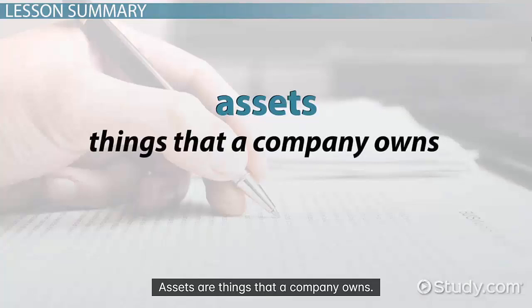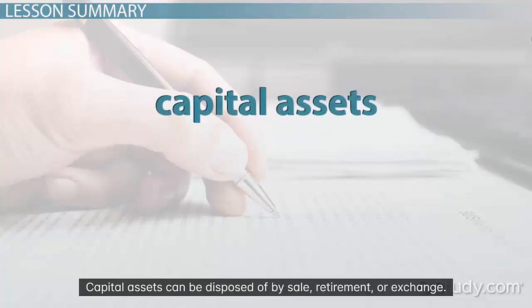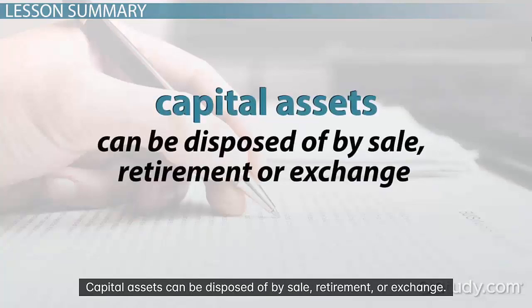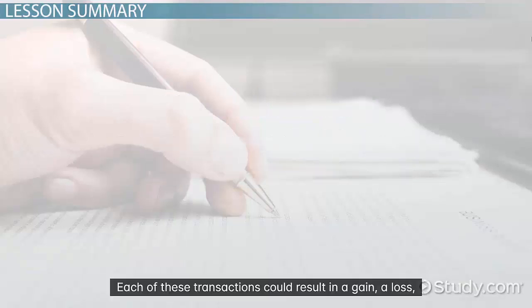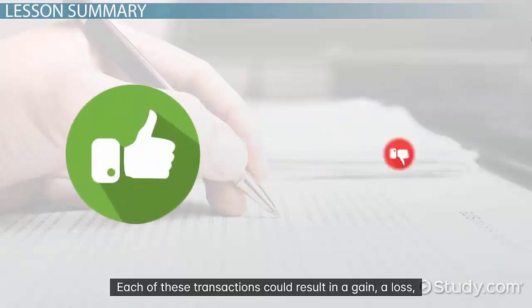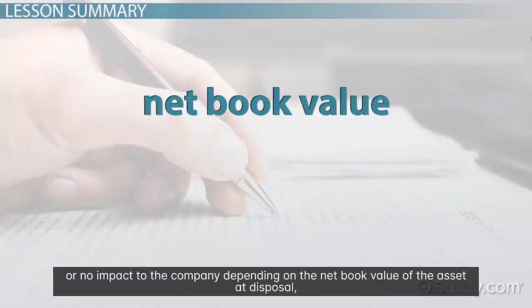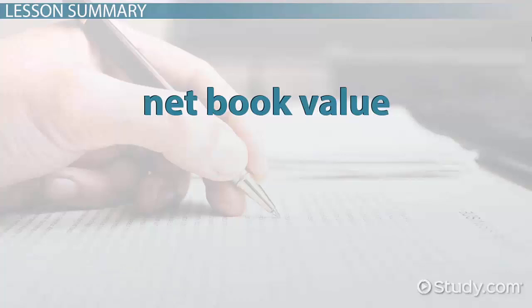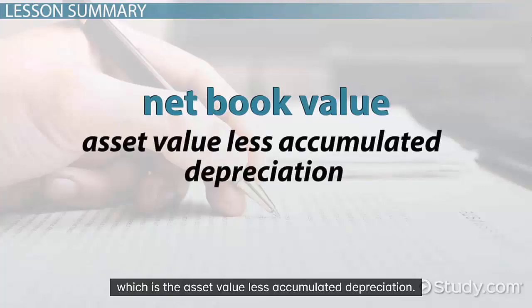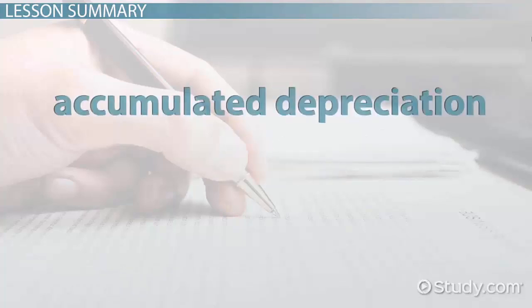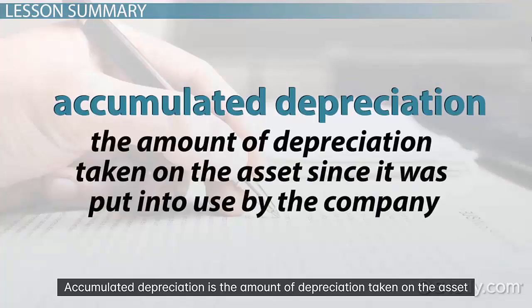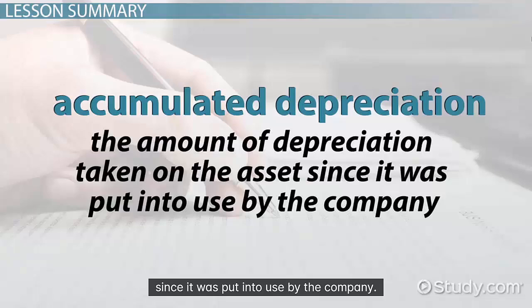Assets are things that a company owns. Capital assets can be disposed of by sale, retirement, or exchange. Each of these transactions could result in a gain, a loss, or no impact to the company, depending on the net book value of the asset at disposal, which is the asset value less accumulated depreciation. Accumulated depreciation is the amount of depreciation taken on the asset since it was put into use by the company.